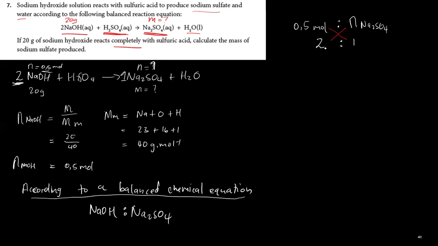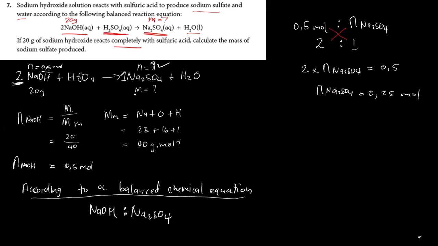So we have 2 multiplied by the number of moles of sodium sulfate, equals 1 multiplied by 0.5. Then we divide both sides by 2, and we're left with the number of moles of sodium sulfate. 0.5 divided by 2 is 0.25. We get 0.25 moles. Now we have the number of moles of sodium sulfate.